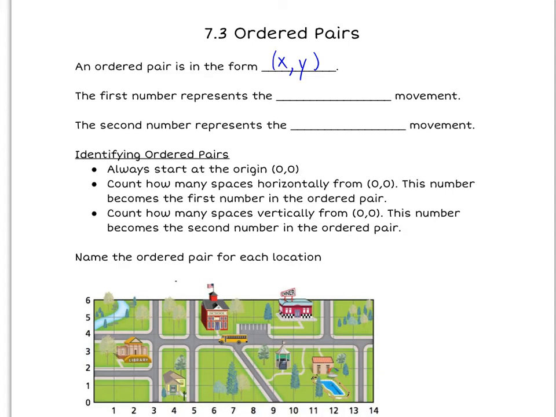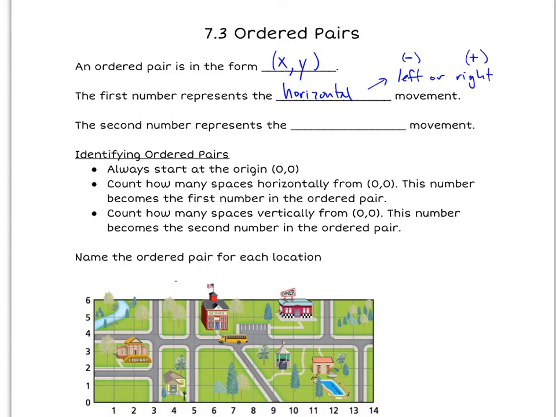The first number, the X, represents horizontal movement. Maybe you want to put, this is like the left or right. When you go left, you're always going to go negative numbers, and when you go right, it's positive numbers. We're going to start off with all positive numbers, so you don't have to worry about the negative at this point.